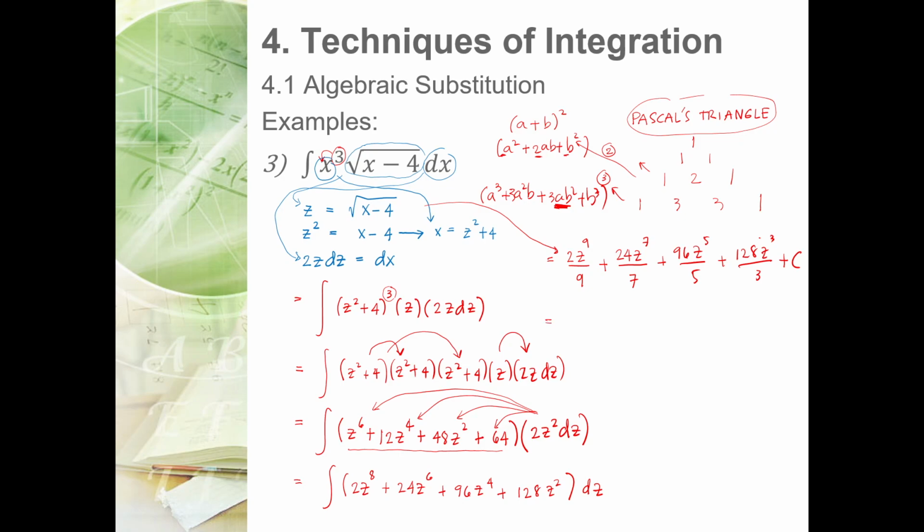Okay, you may express this in fractional form so it's not difficult, or you can also use the square root. But it's probably easier to express it like x minus 4, to the 9 halves all over 9, plus 24 x minus 4 to the 7 halves all over 7, plus 96 x minus 4 to the 5 halves all over 5, plus 128 x minus 4 to the 3 halves all over 3, plus c.